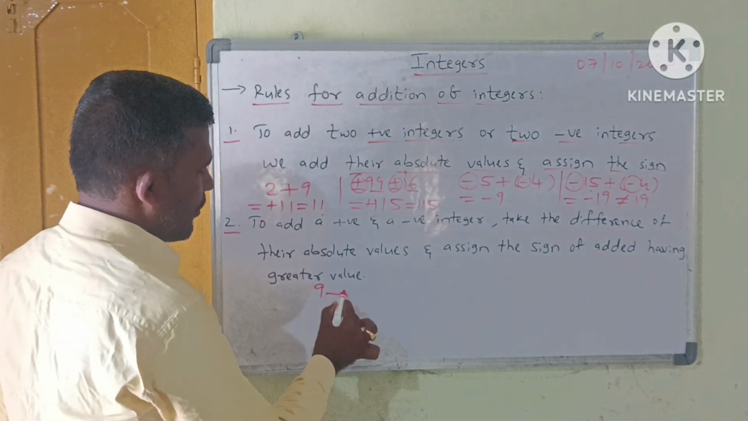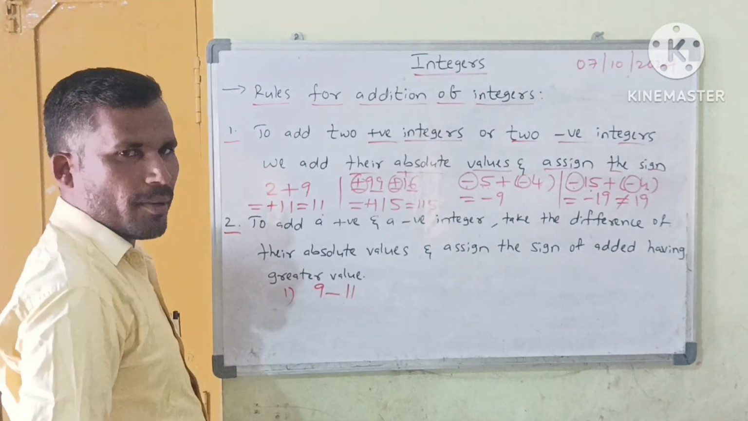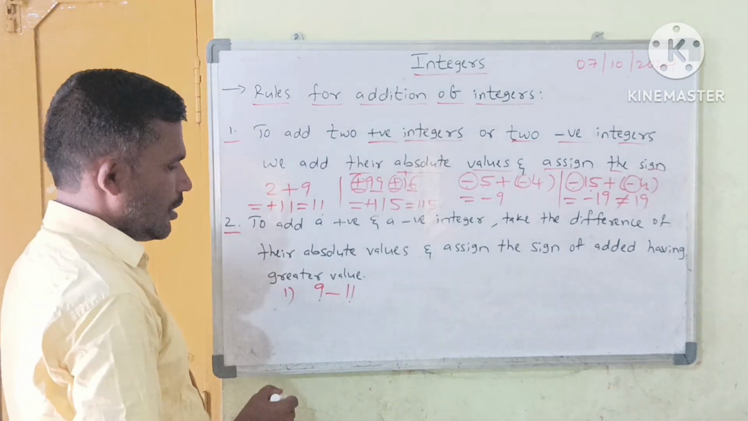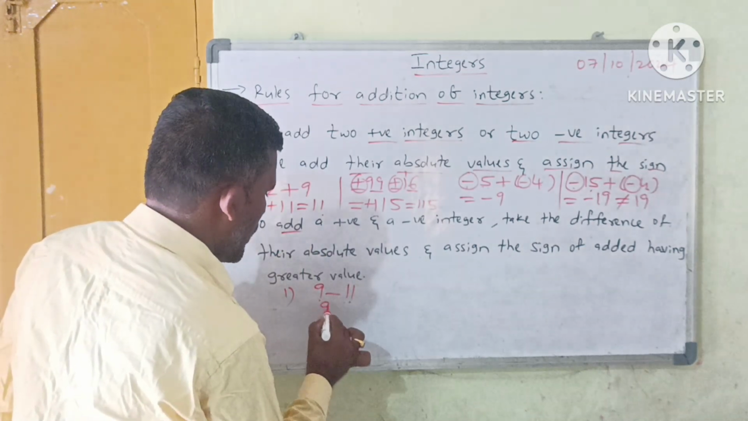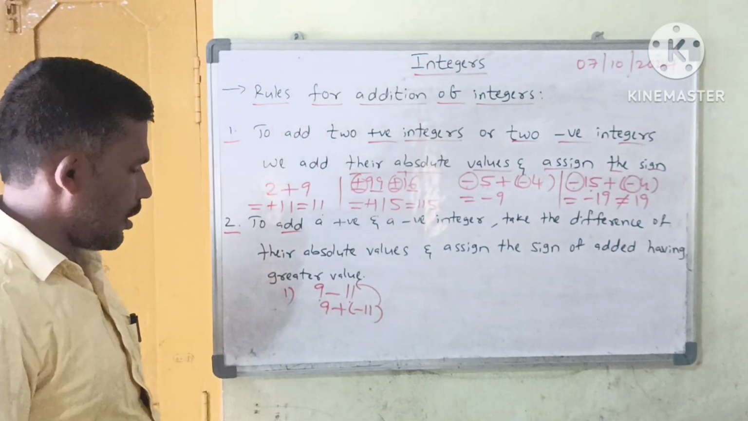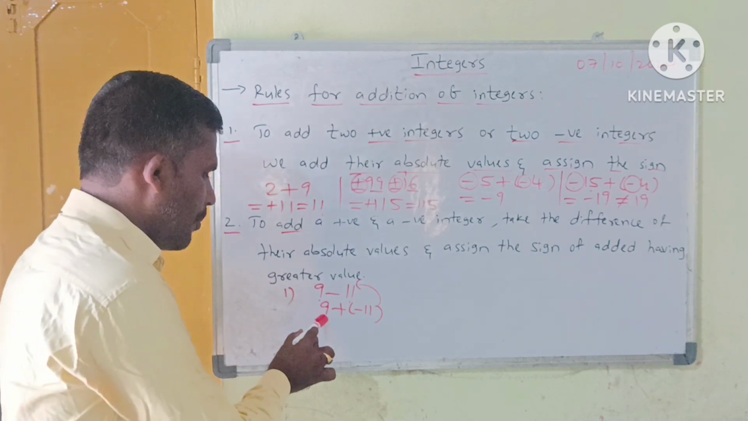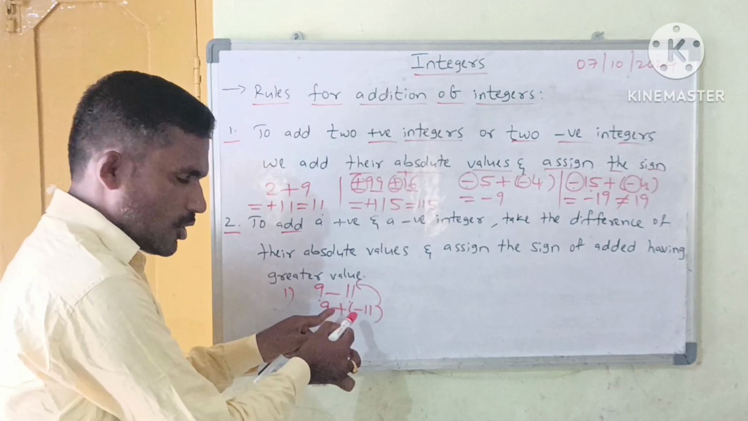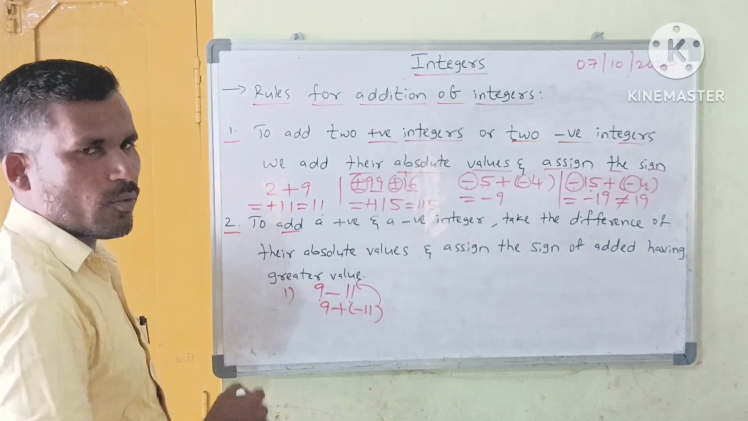Further, I am taking an example, a simple one: 9 minus 11. Here 9 is positive and 11 is negative, and we are adding them. So this is 9 plus minus 11, which can also be written like this; I will tell you later how. 9 is positive, minus 11 is negative. While adding these two, adding positive and negative, which sign will we get here?